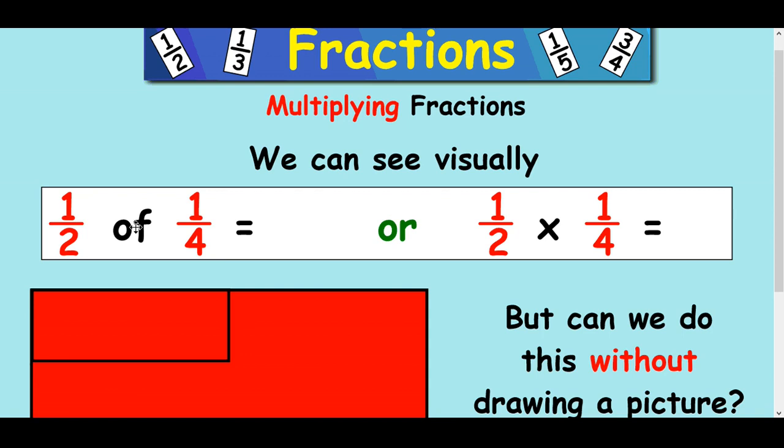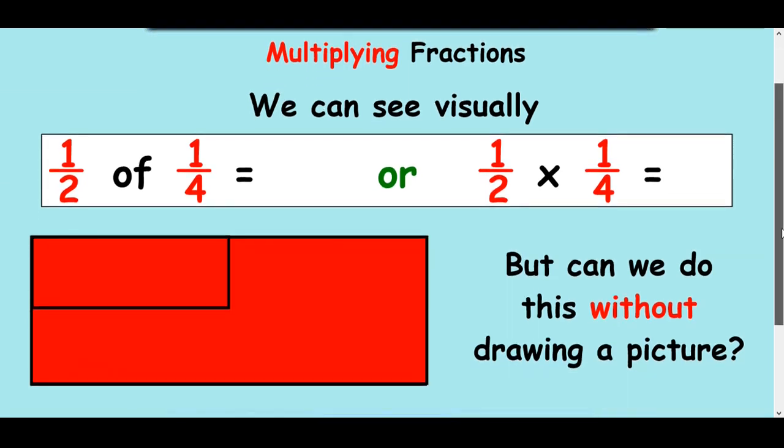You've done things like that previously in area of a triangle, half times base times height, halving the number. Now fractions is exactly the same. "Of" and "times" mean the same thing. So if you're thinking about what a half of a quarter is and you can get an answer, you can also get the answer to a half times a quarter. So to start with, we'll look at this kind of visually.